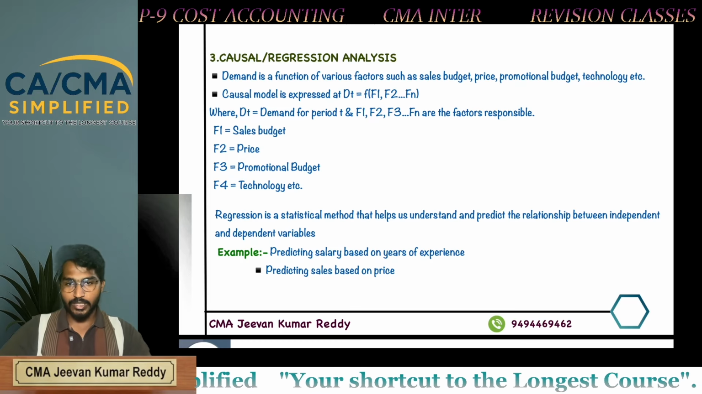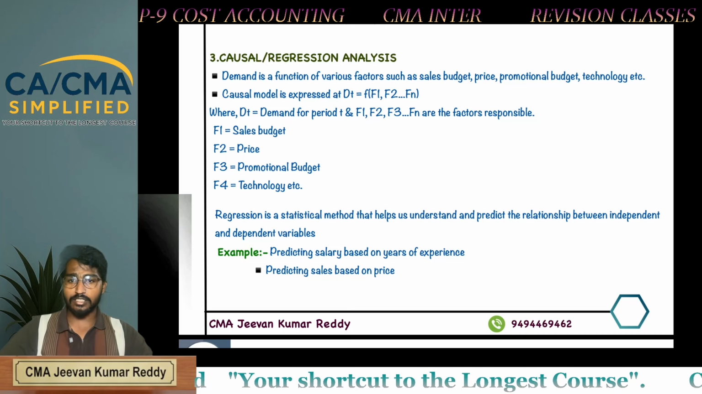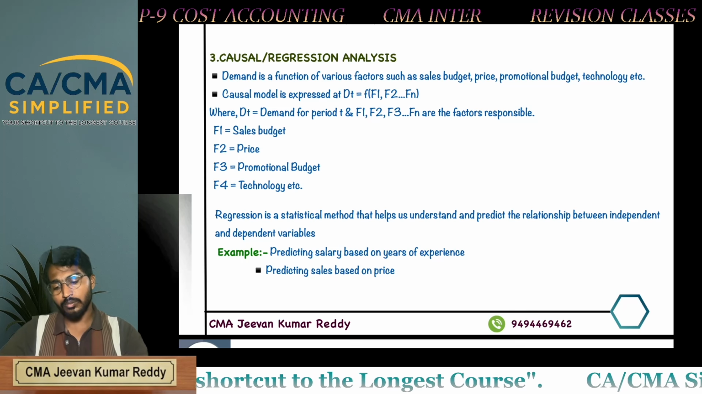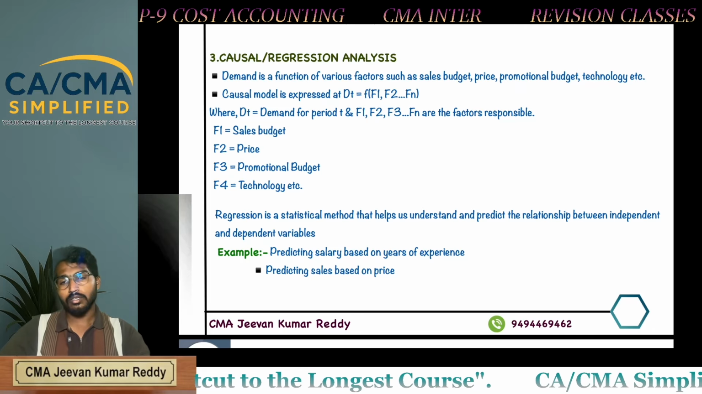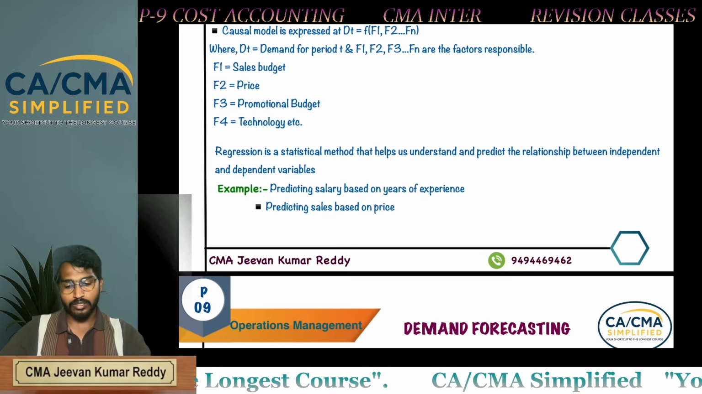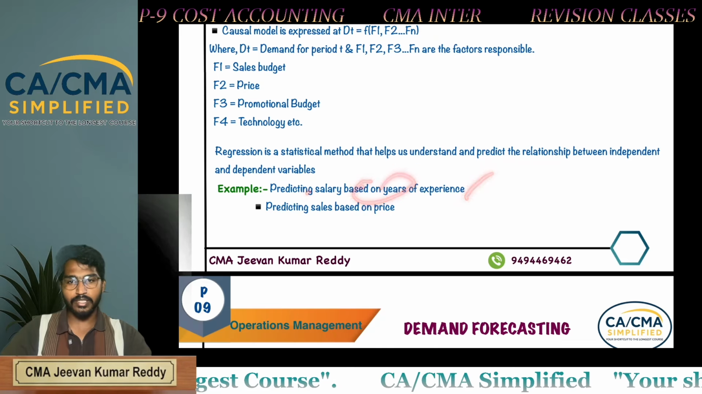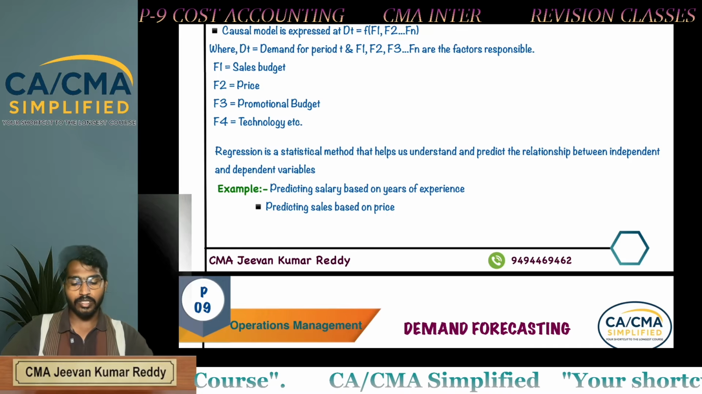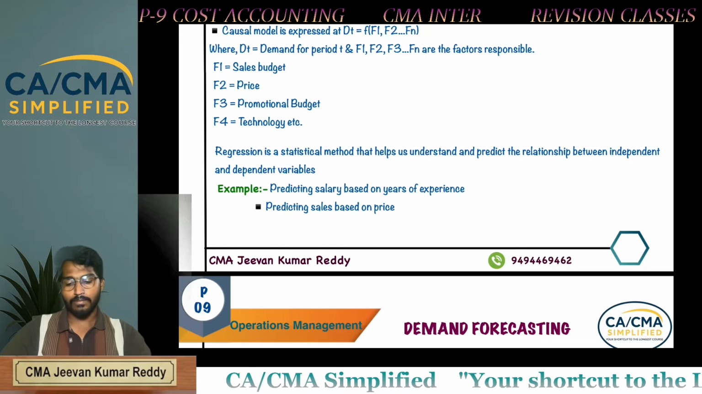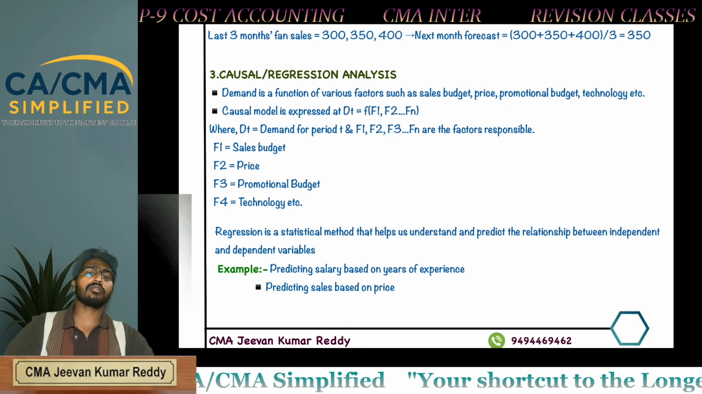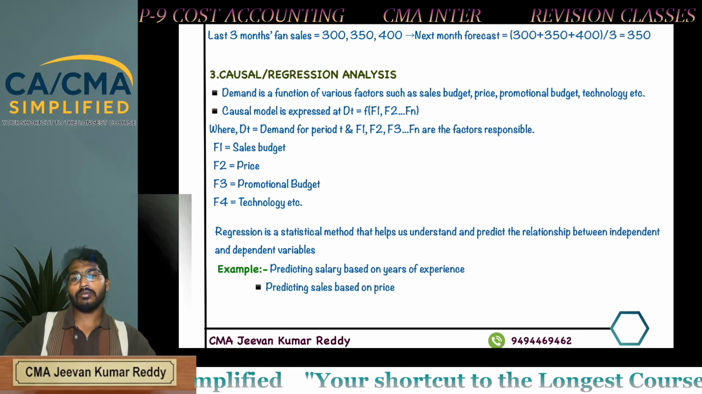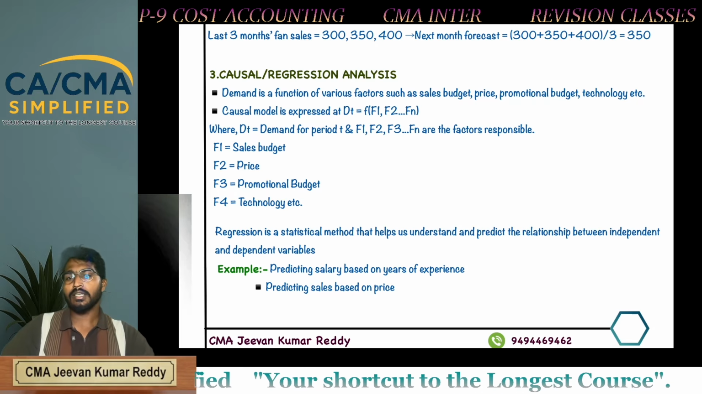Regression is a statistical method that helps us to understand and predict the relationship between the independent and dependent variables. What is the independent variable here? The independent variables are F1, F2, F3, F4. And what is the dependent variable? Demand is your dependent variable. Example, predicting salary based on experience, predicting sales based on price. So here the dependent variable is sales, the independent variable is price. So in regression analysis, based on the independent data available, we will predict the dependent data.